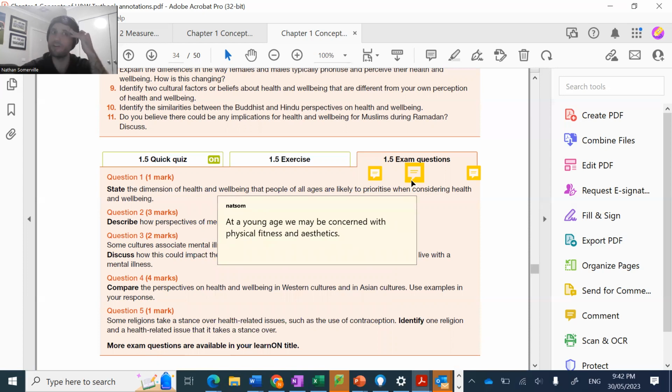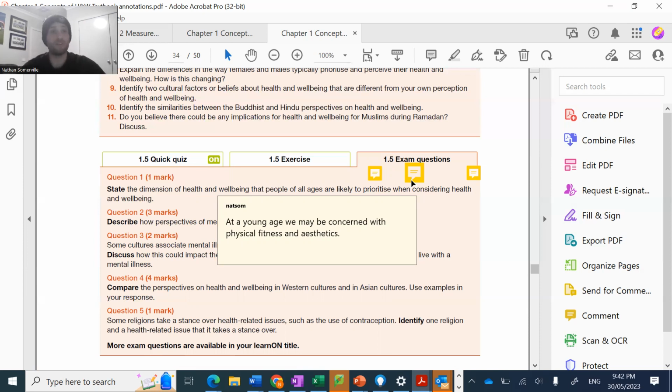All right, so I've clearly identified some of the priorities that an individual might have at a younger age. What are they going to be concerned with? They're not going to be so concerned with the functioning of body systems and organs and the absence of disease and illness, because a lot of younger people aren't faced with that reality yet. So they think of their physical health in a different light.